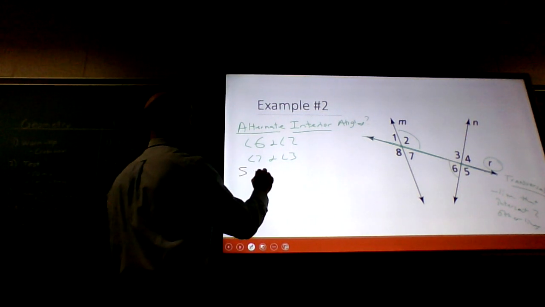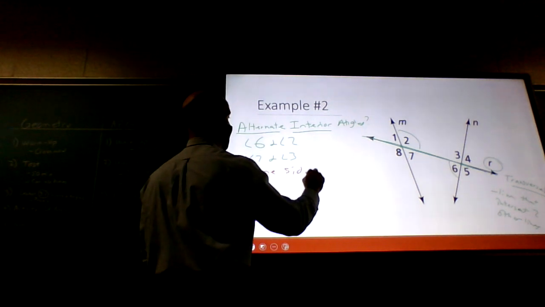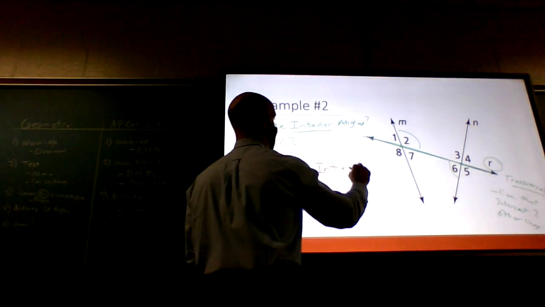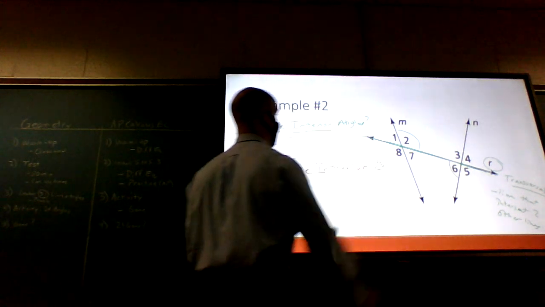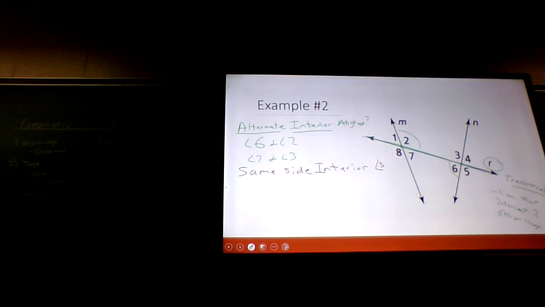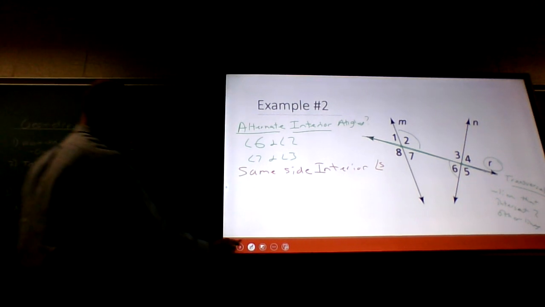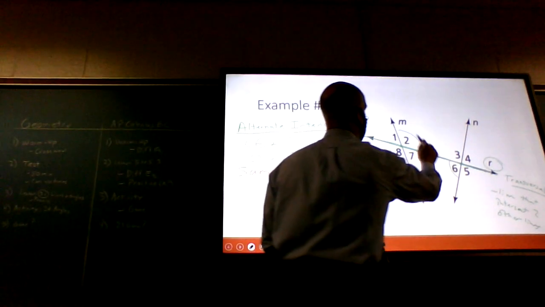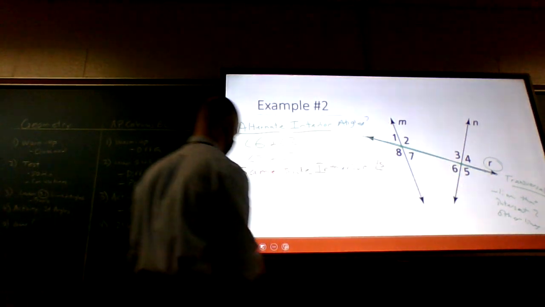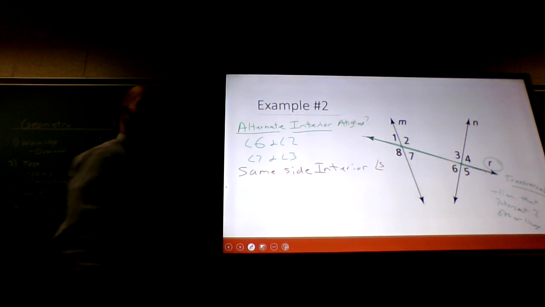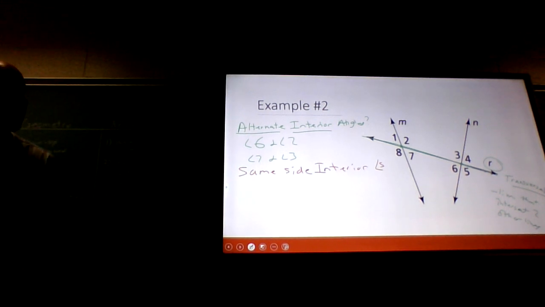Okay, so let's do same side interior angles. Can anyone give me an example of same side interior angles? I'm going to erase these guys. 6 and 3? No, 6 and 3 are a linear pair. 6 and 1? 6 and 1 are not anything. Nope. Liliana? 2 and 3.